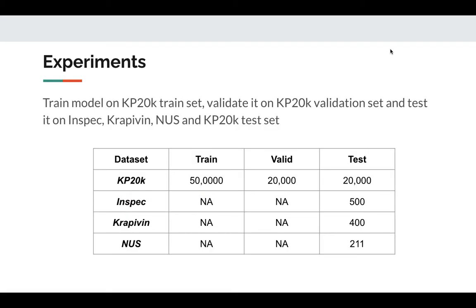In our experiments, we trained the model on the KP20K train set, validated it on the KP20K validation set, and tested on the standard Inspec, Krapivin, NUS, SemEval and KP20K datasets. We evaluate the model in terms of F1 at 5 and F1 at M scores for two different reward schemes.